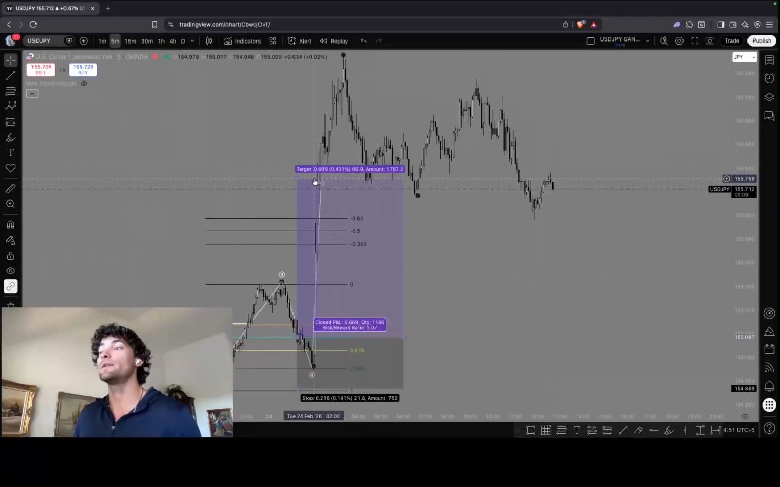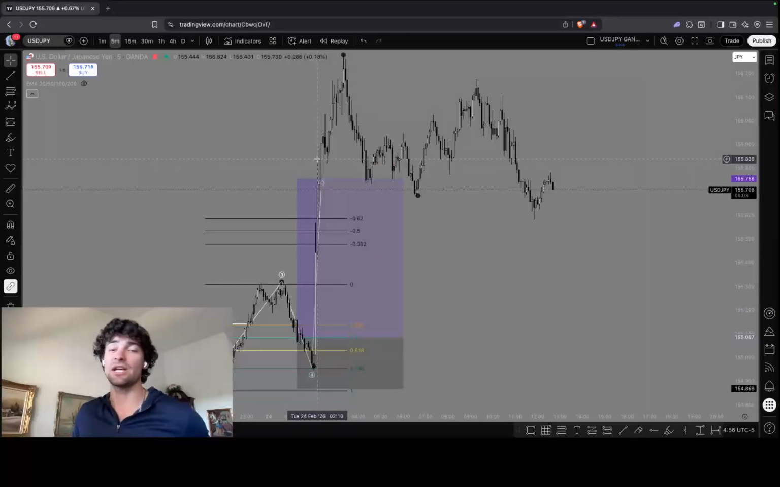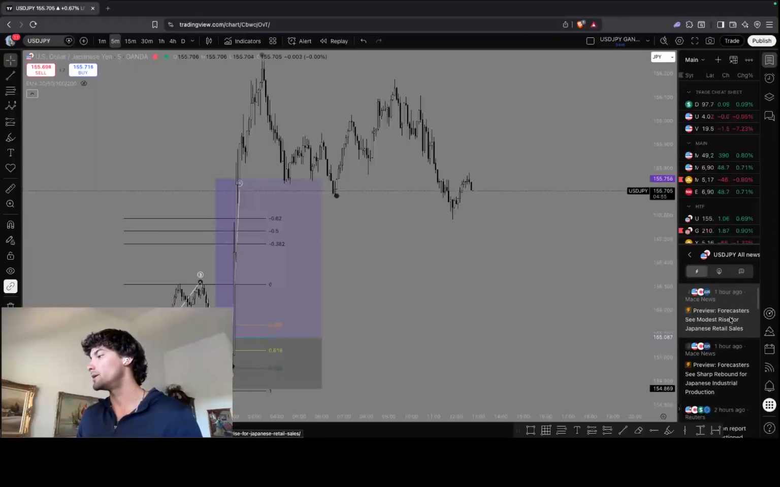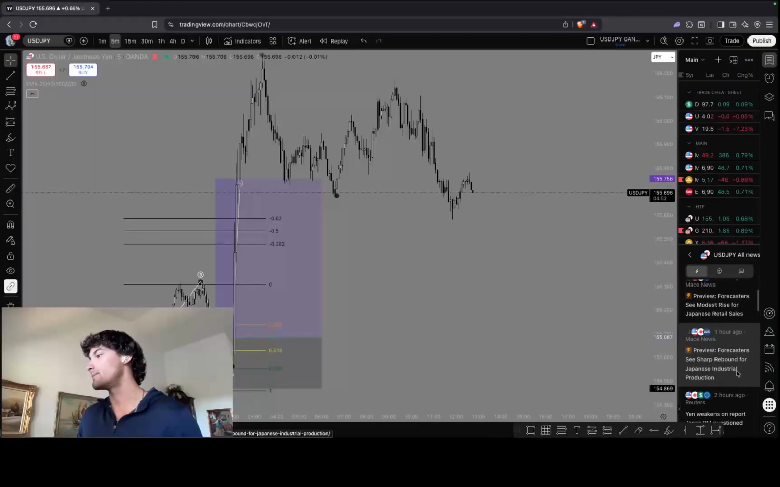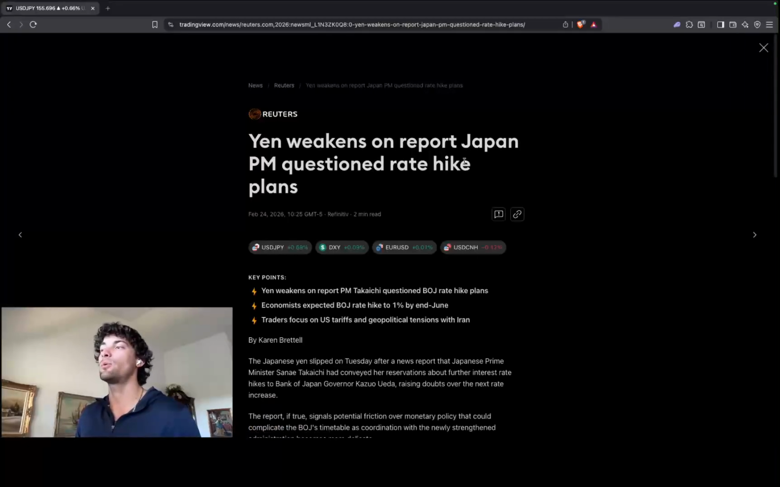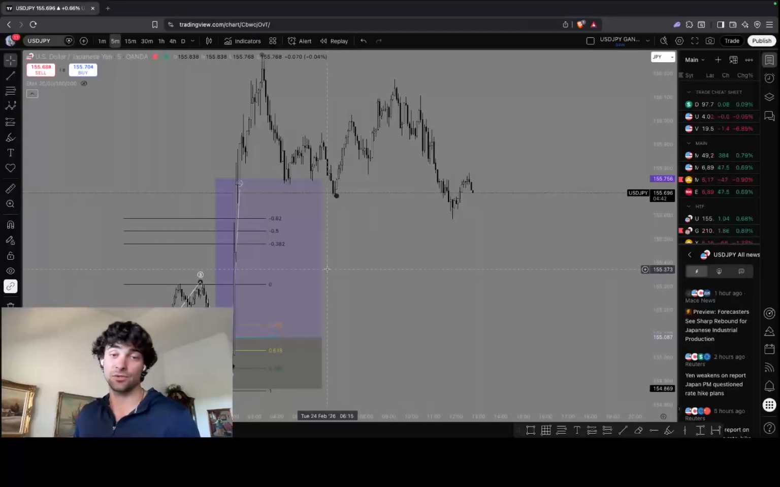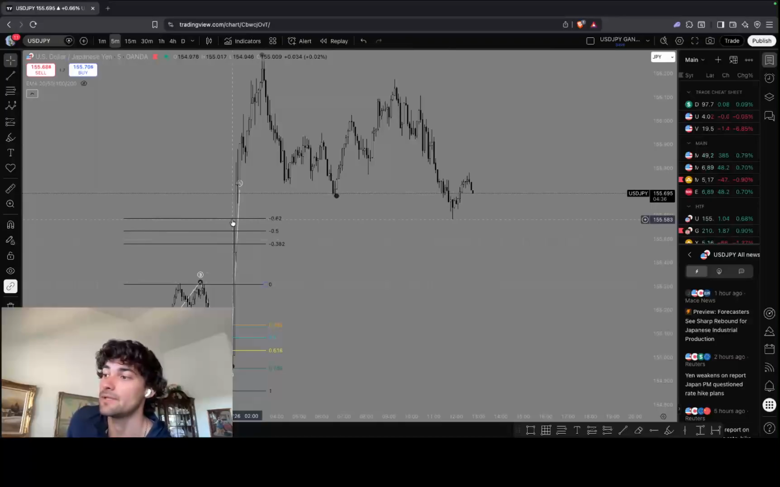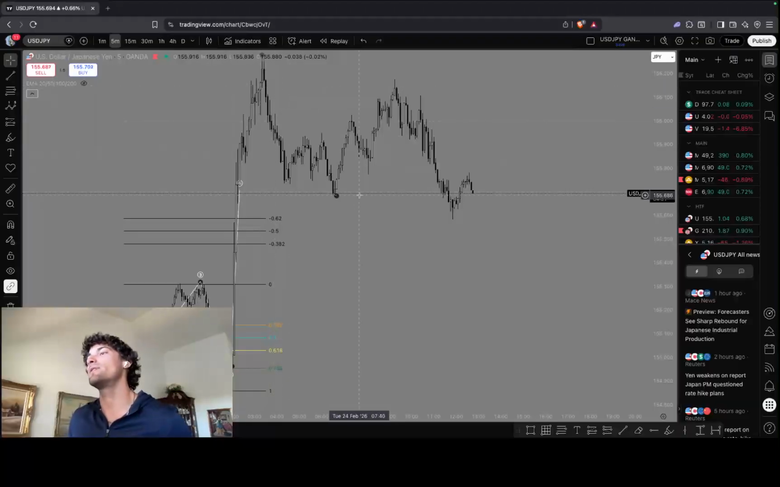Now, as you can see, the market was extremely volatile during London session. There must have been some Japanese news. We can go back and look at that. I'm sure it has something right here. So, let's see. Japanese yen weakens on report that Japan's Prime Minister questioned rate hike plans. So the yen weakened because they decided not to hike interest rates in Japan, or there was talk of them not hiking rates. That means that the Japanese yen got crushed in the trade after that, and it went higher there, so it lost value.